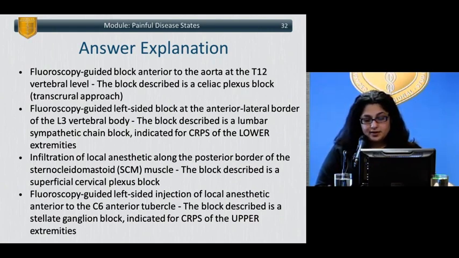B refers to a lumbar sympathetic block, which is a block also performed for patients who have complex regional pain syndrome, but of the lower extremity, and that's performed at the anterior lateral border of the L3 vertebral body. C basically describes a superficial cervical plexus block.